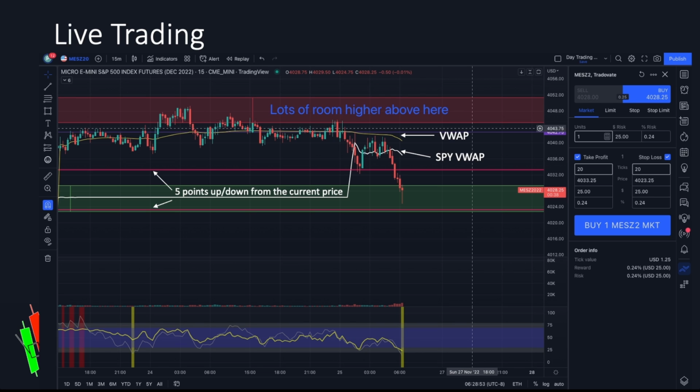I find that ES will react to this, so that's why I like to keep it up on my chart. And then we have the pink lines, which are going to be 5 points up or down from the current price. Since I use a 5-point stop loss and take profit, I like to have those lines up so I can visualize where my stop loss and take profit would be if I were to enter a trade right now.